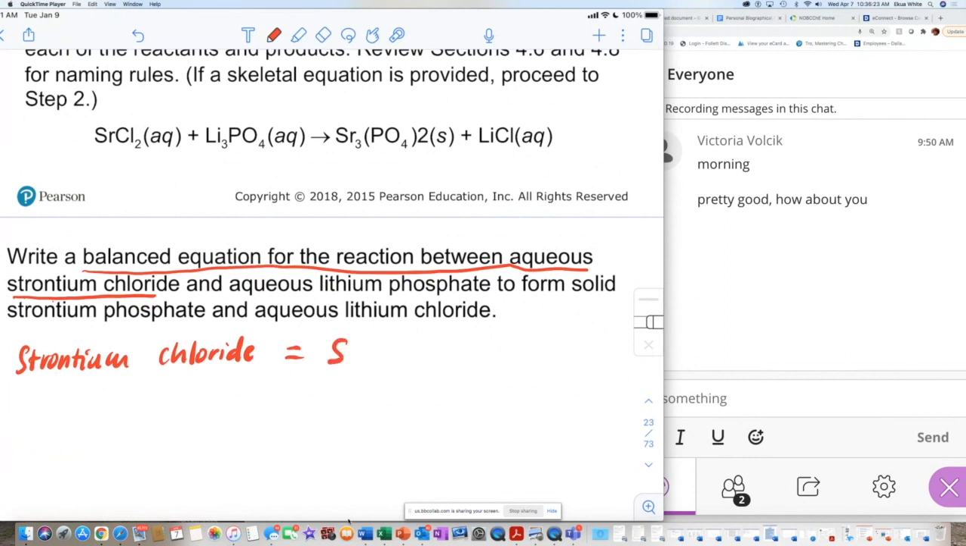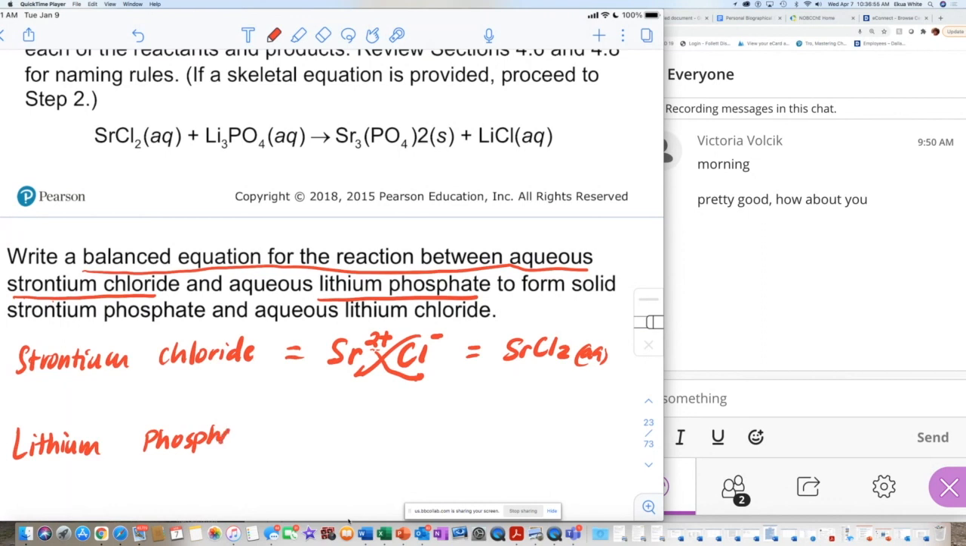This will be Sr. In group 2, it will have a charge of 2 plus, chloride in group 7 will have a charge of that. So this will be SrCl2 because you will crisscross them to make the compound. Okay. And they said aqueous. So this is going to be aq. Next one is lithium phosphate. So remember when we're naming this compound, what I've done in my head behind the scenes is remember that this is a metal because I pulled out my periodic table and I have memorized what the metal is.